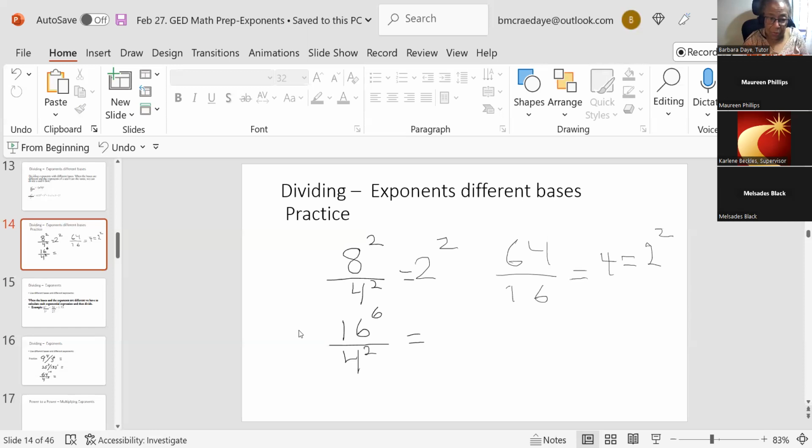Here we go: 16,777,216. And that's divided by, and what's 4 to the second, Mercedes? 16. So when you divided that out, what did you get?